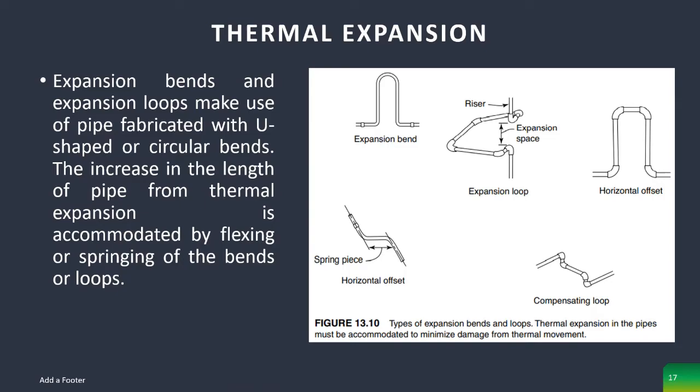So to resolve thermal expansion, expansion bends and expansion loops make use of pipe fabricated with U-shaped or circular bends. The increase in the length of pipe from thermal expansion is accommodated by flexing or springing of the bends or loops. So in the figure, these are the types of expansion bends and loops.